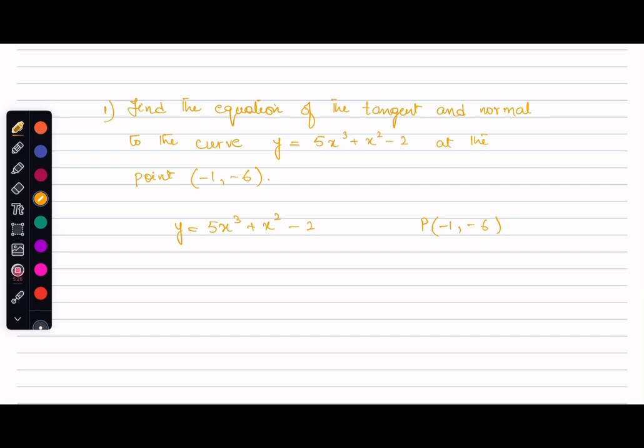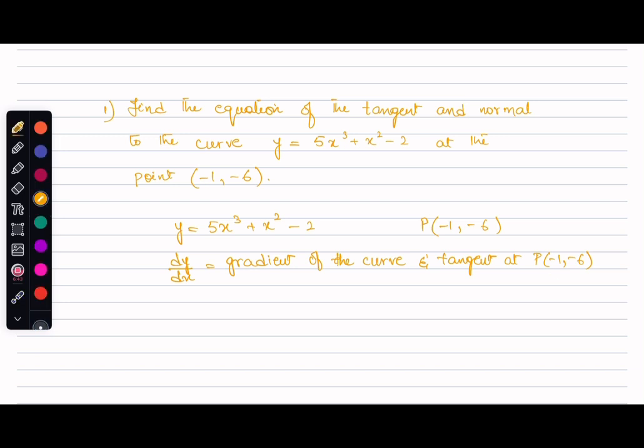We need to find the equation of the tangent and the normal at this point. So here we know that the first differential dy/dx, or the derivative, is actually the gradient of the curve and tangent at point P, which is (-1, -6). So this means if I can get dy/dx of this curve and substitute x as -1, then I shall be getting the gradient of the curve and also the tangent gradient at that particular point.